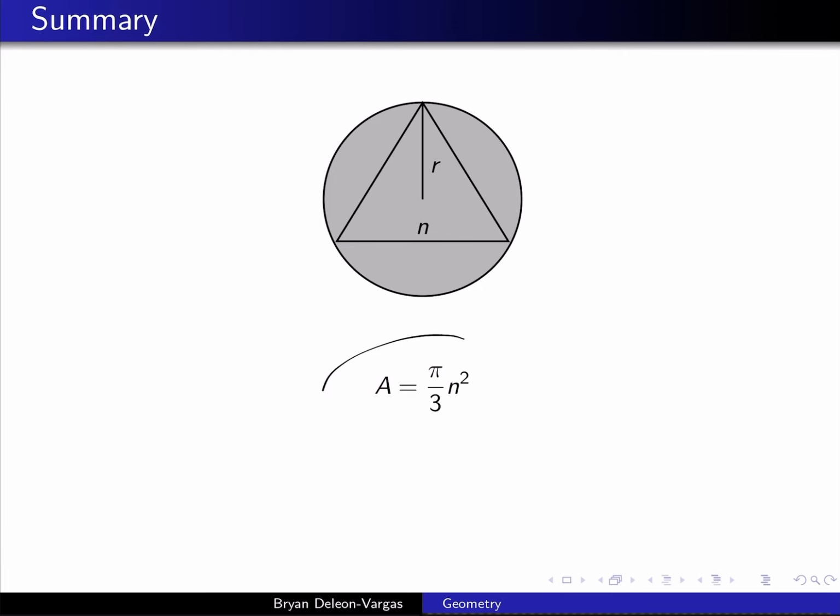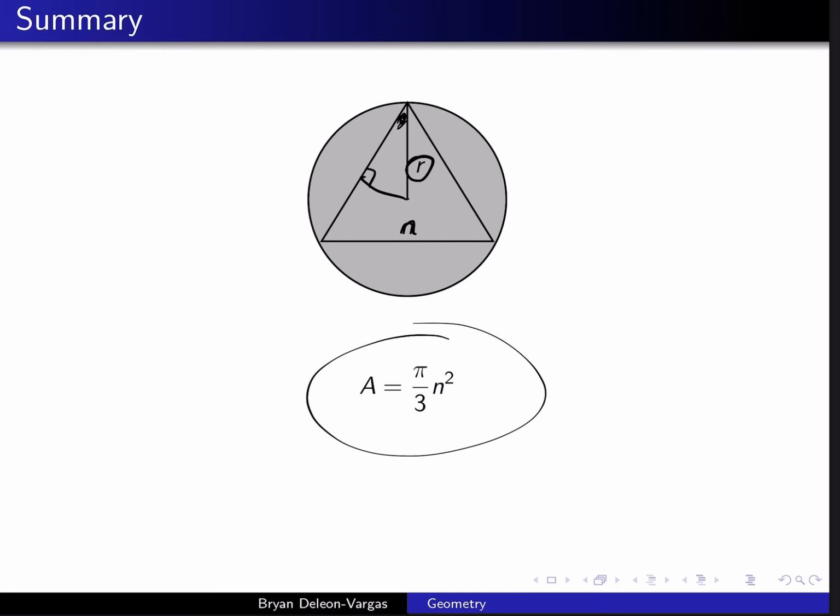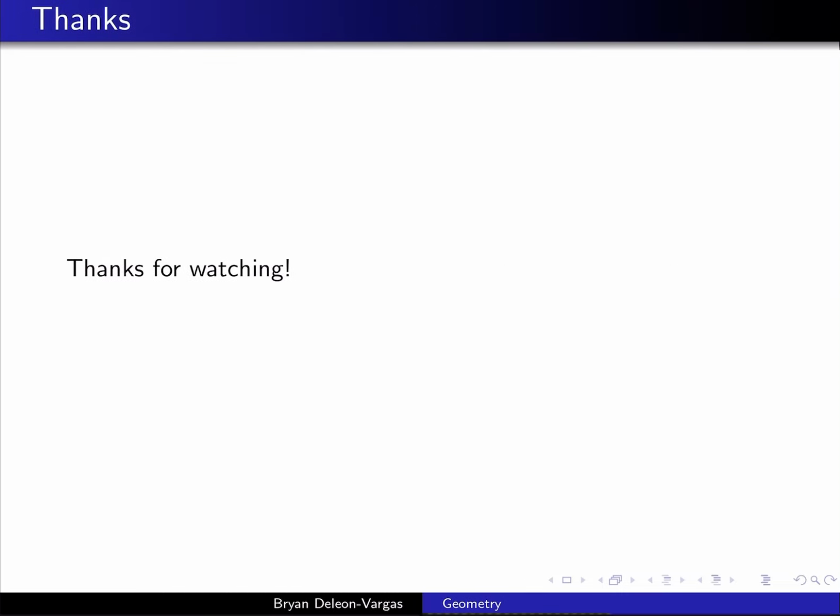Here's our answer to our problem. What's the area of this circle if there's an equilateral triangle inscribed into it with side length n? Well, we just solve for the radius using trig, right angles, cosine. We used this angle over here, and that gives us this answer. Nice. All right, that's the end of this problem.